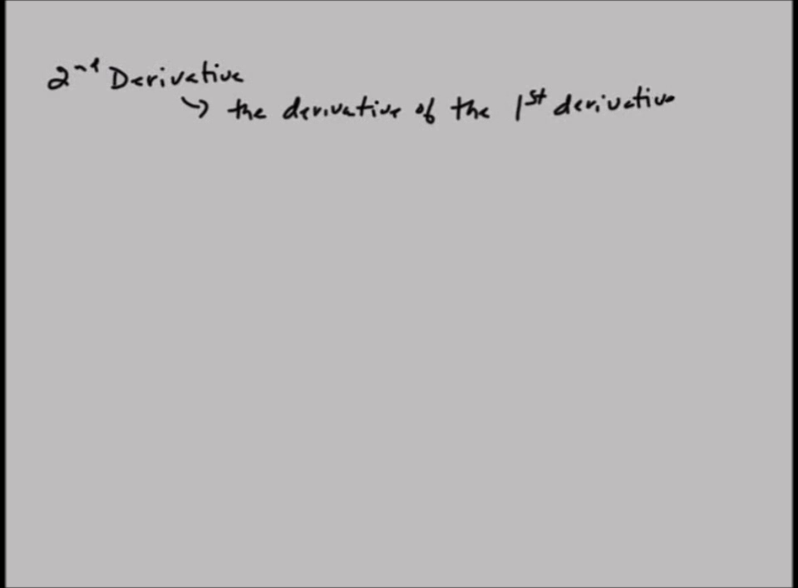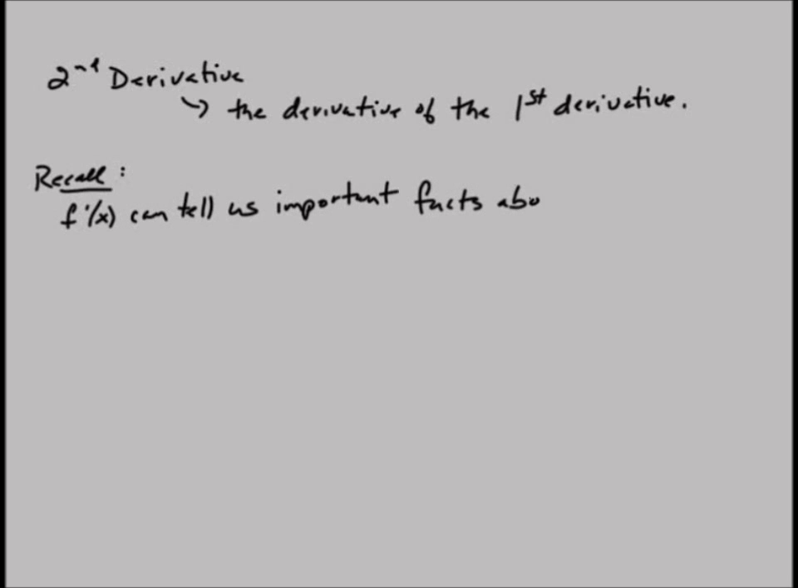Just reaffirming what we've already talked about. The second derivative is the derivative of the first derivative. So recall, when we talk about the first derivative, it can tell us something about the original function. It can tell us important facts about f of x.